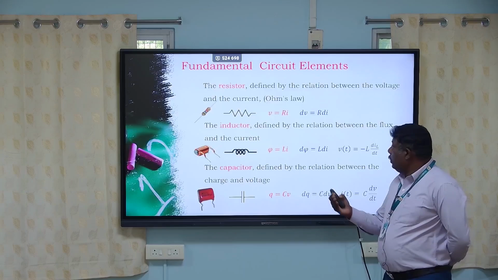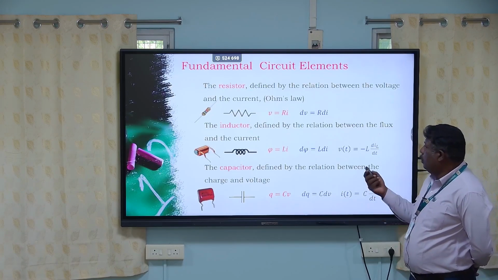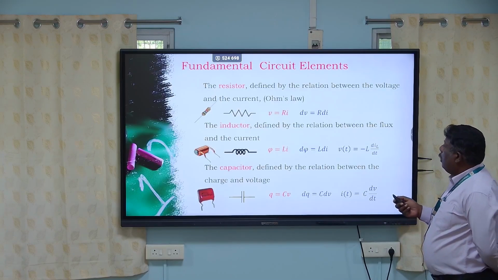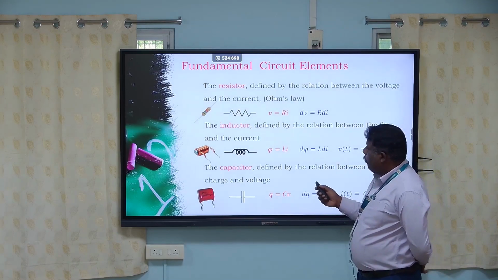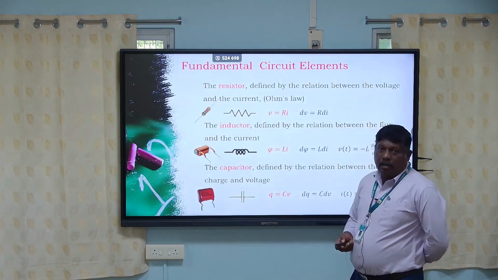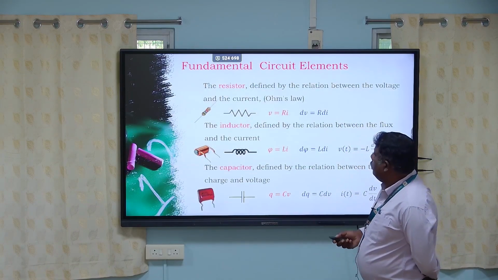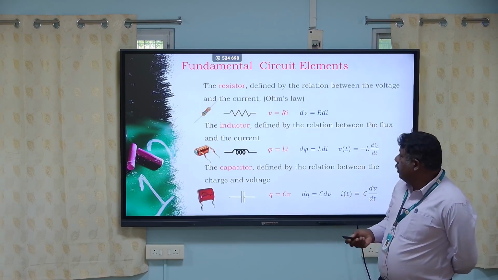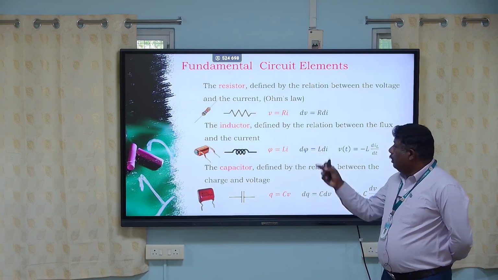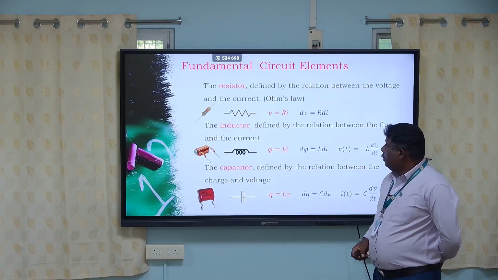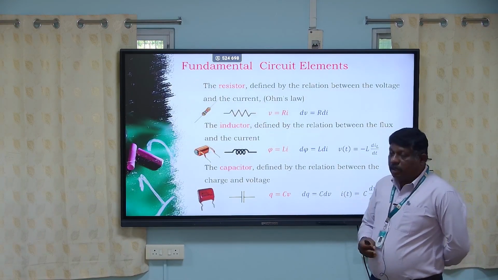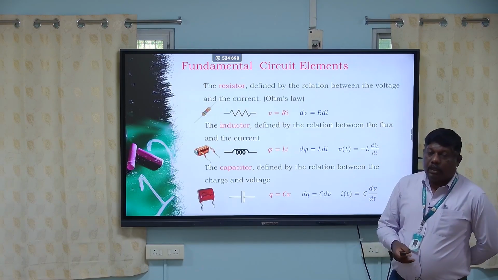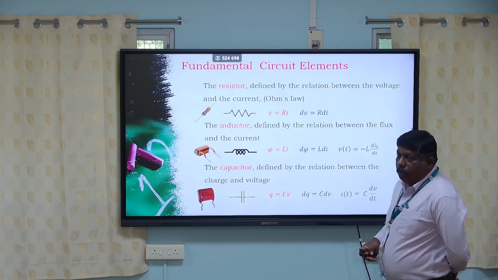Before going to Chua's oscillator, we should know the fundamental circuit elements. Here we are using a resistor, capacitor, and inductor, which are the basic passive components. The resistor is defined by the relation between the voltage and current. This is the symbol, and the physical resistor is shown here. The relation is V is equal to R into I, which can be written as dV is equal to R into dI.